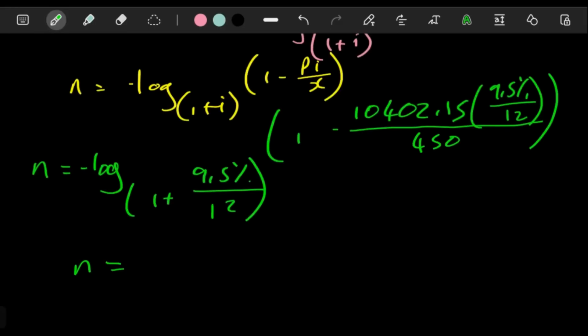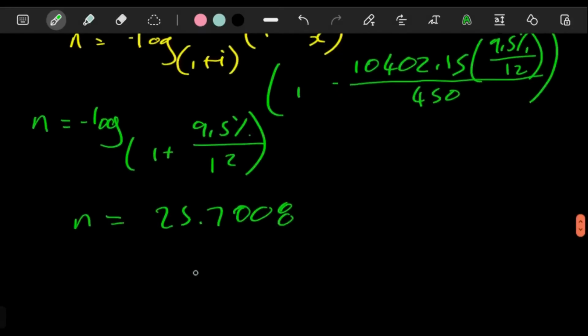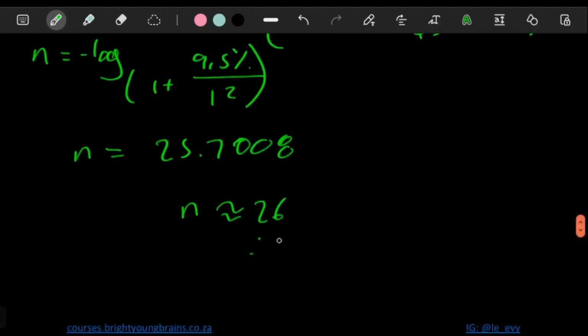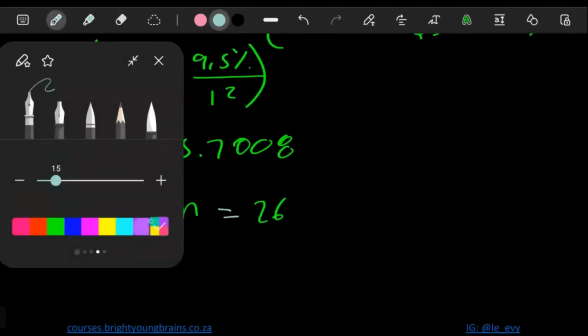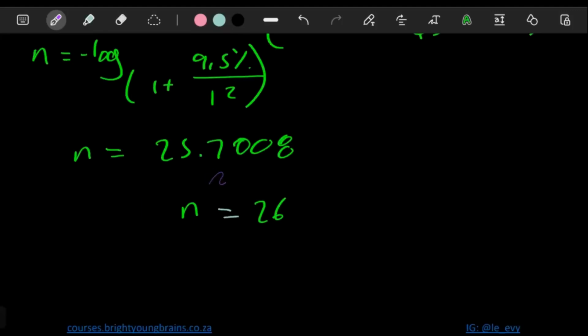In our calculator, we're getting n as 25.7, well, it's 008. The reason I'm putting the 008 is because we're going to have to round this off. This is approximately 26 months. So n is 26 months. This is just approximate, but the reason we're rounding up here is because your interest is calculated after a full month. So if it's 25 point something, that's just a theoretical value. But practically speaking, a full month has to pass. So this is why we're saying n is equal to 26.